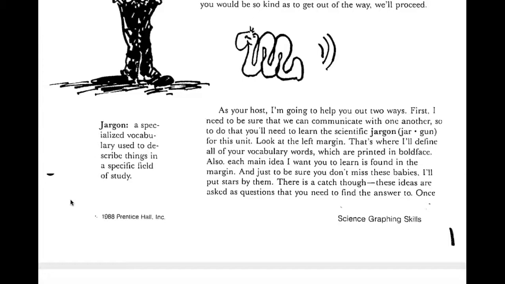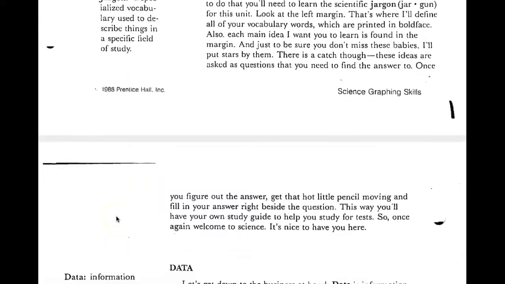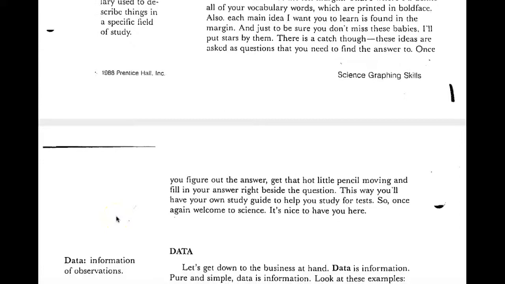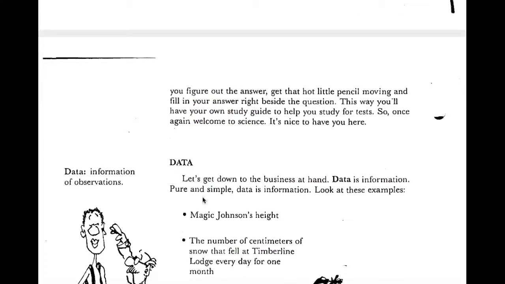And there's a catch though. These ideas are asked as questions that you need to find the answer to. Once you figure out the answer, you can get a hot little pencil moving and fill in your answer right beside the question. This way you'll have your own study guide to help you study for tests. So once again, welcome to Science. It's nice to have you here.